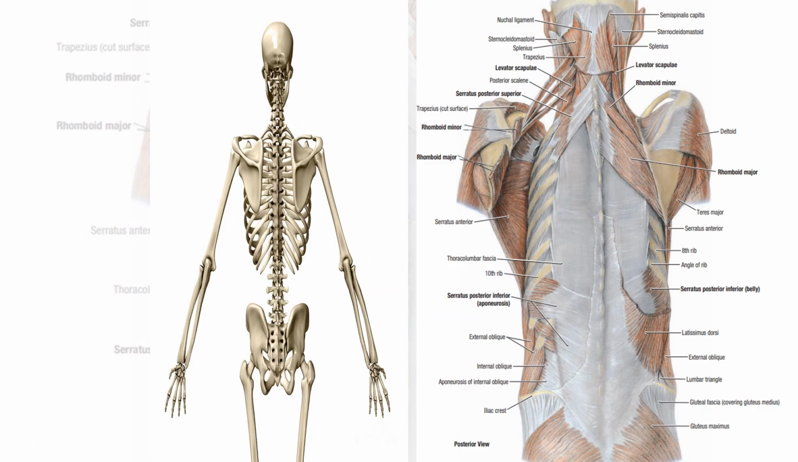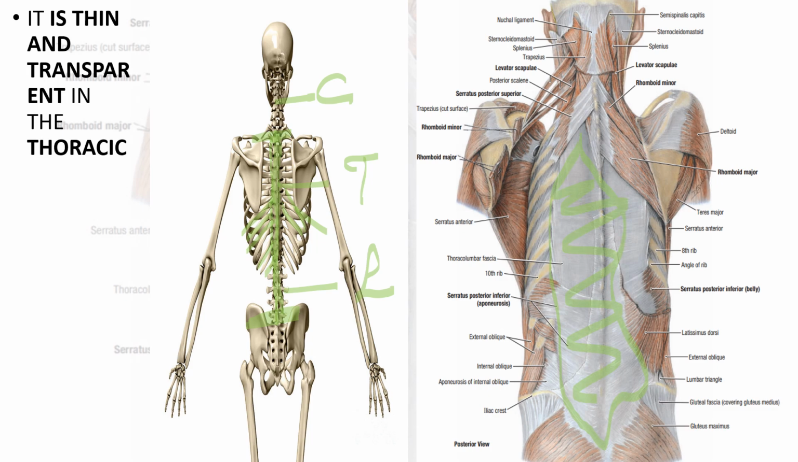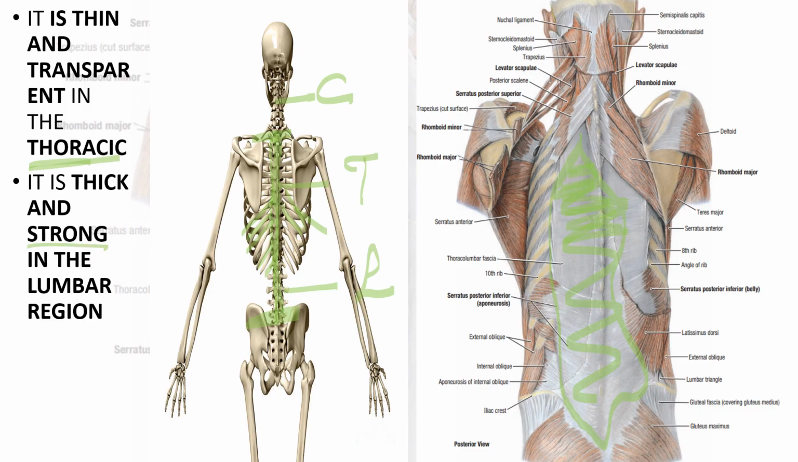Here again, this is the posterior aspect of our human skeleton. Here these are the spinous processes of different vertebrae. Here we have cervical, thoracic, lumbar vertebrae, then sacral. Medially, laterally we have the ribs. Now we will do the attachment of this thoracolumbar fascia. It is thin in thorax but it is thick and strong in lumbar region.